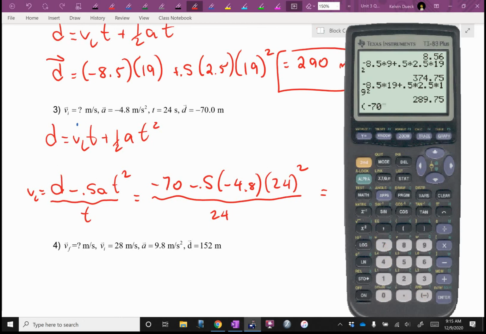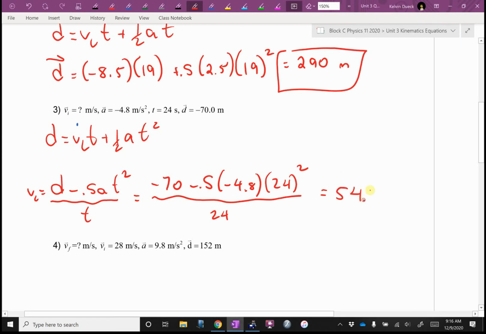What's the negative 70 mean, by the way? We started 70 meters behind the start line. So from where we're standing with the stopwatch, the car was 70 meters back there. Negative 70. Minus 0.5 times negative 4.8 times 24, don't forget the squared, divided by 24. Is this a fraction? Brackets around the top. I did that. Do y'all get 54.6, 54.7? That's a lot of typing. Units, it's a velocity, so meters per second. If they asked for a direction, I got a positive answer, I'd say forward.